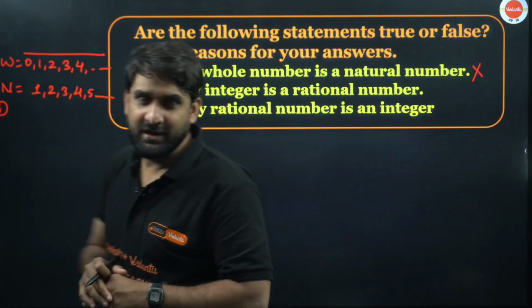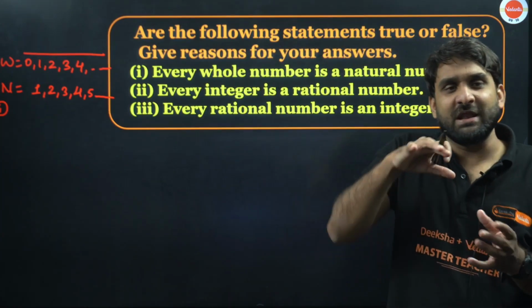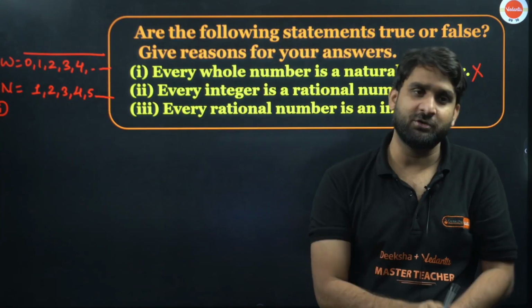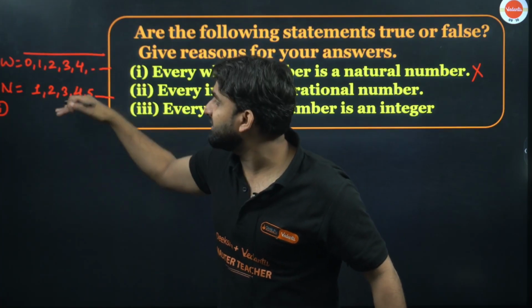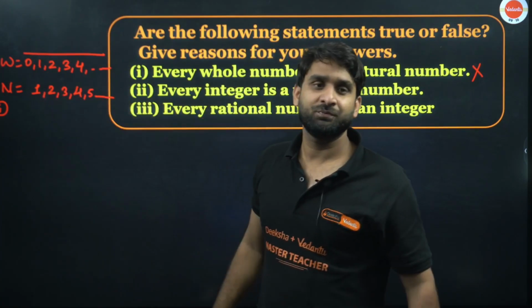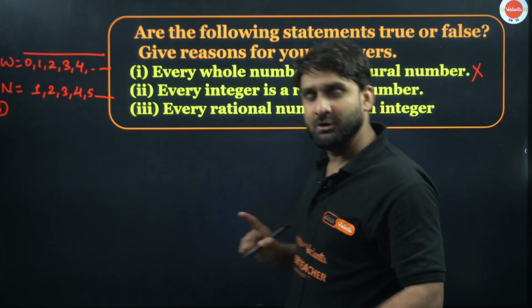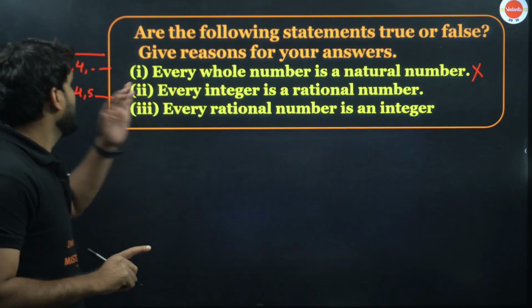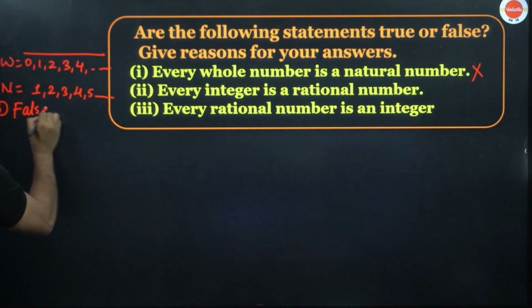Not true. If the question would be like, every natural number is a whole number, this is correct. Every natural number is a whole number because all these numbers are present here also. But all these numbers are not present here. So this is false. Correct everyone? First question false. Moving to second question. Look at the second question. So first is false. Second question.